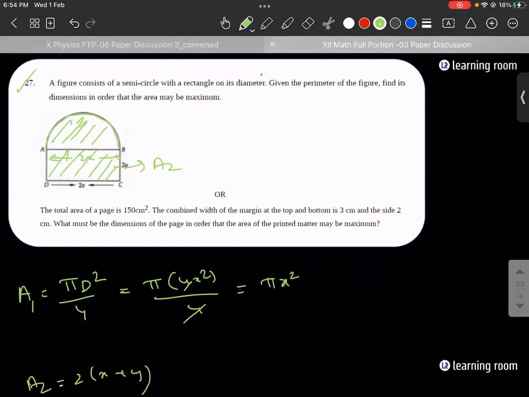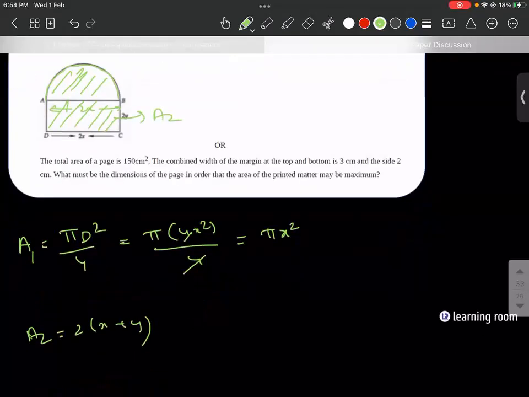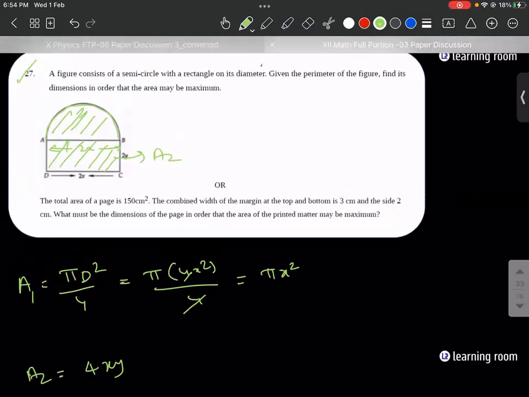Wait a second, I have some response. Area 2x into 2y. 2x into 2, so 4xy. See, if you're not responding, I'm not feeling like solving. And I'm asking a question, answer.